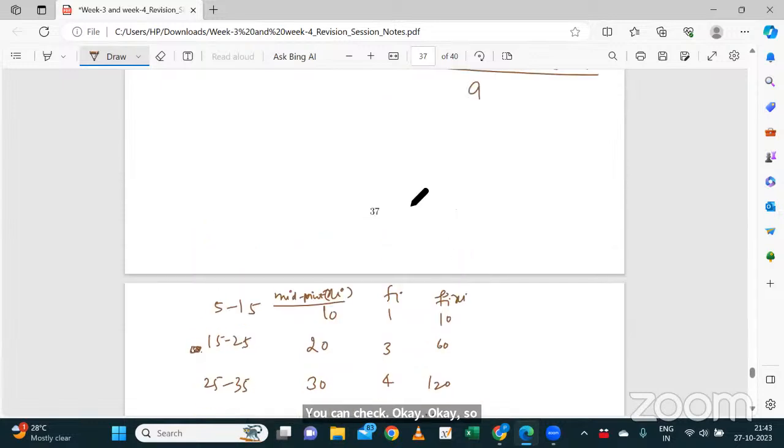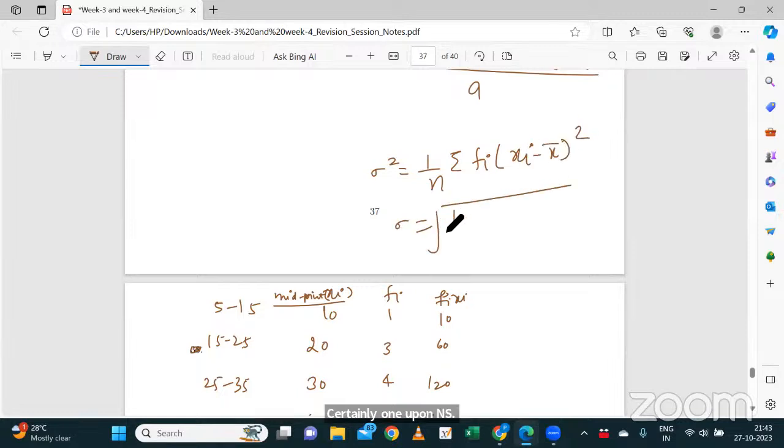So what will be the standard deviation? It will be 1 upon n summation of fi into xi minus x bar, whole square. This is the variance, and standard deviation will be the square root of this one. Yes or no?